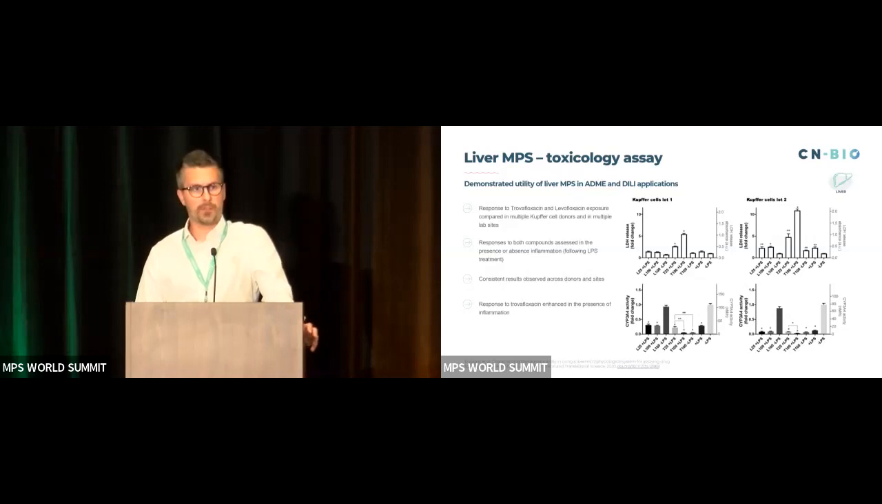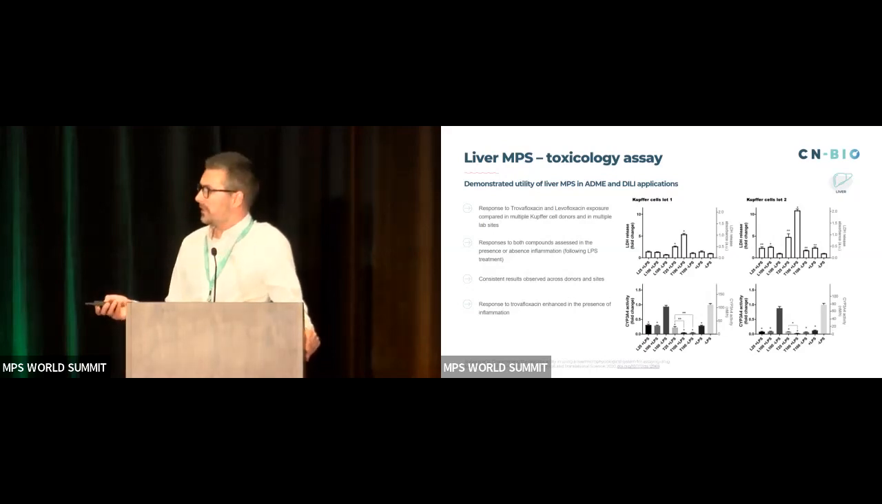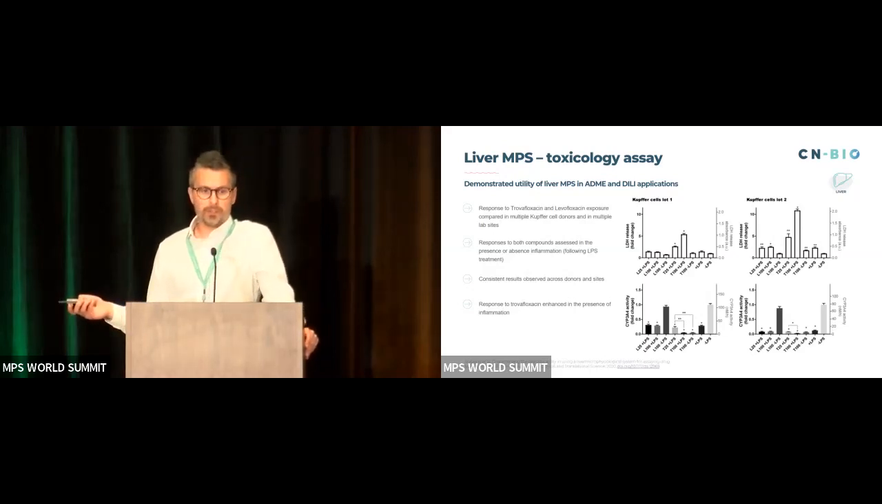In the presence of inflammation, it was found that trovafloxacin, the antibiotic, would cause real severe liver damage in some patients. And so we asked, well, could we recapitulate this in the system? And to walk you through this data, the answer is yes, we could. So we dosed both levofloxacin and trovafloxacin in the presence and absence of an inflammatory stimulus, so here LPS.